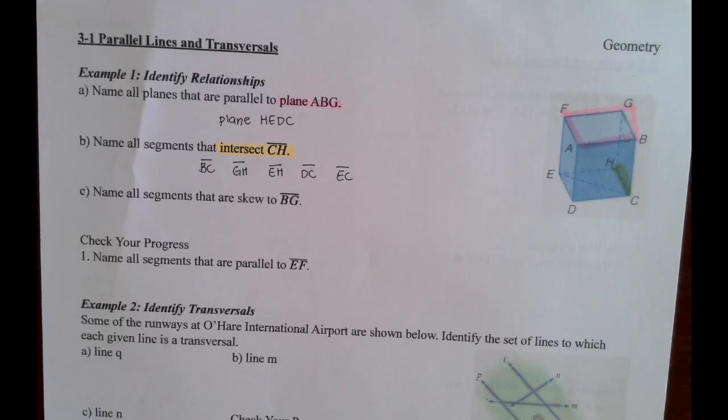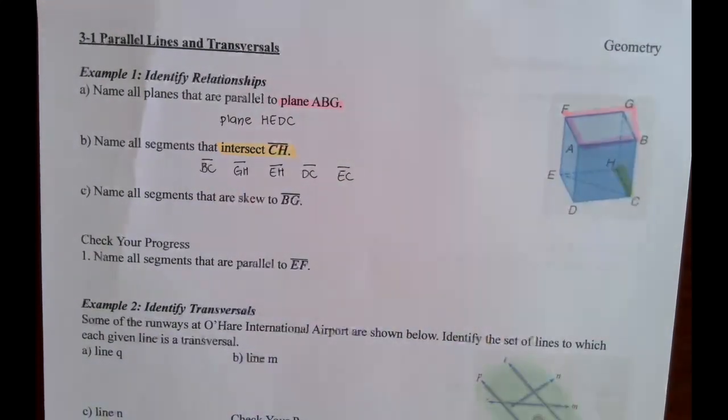And technically, we know that through any 2 points there is a line. So even though there are ones that aren't drawn, they can intersect CH as well. But we're only going to go with the ones that are drawn here this time.